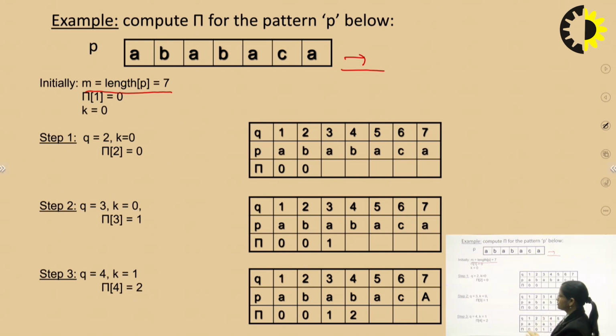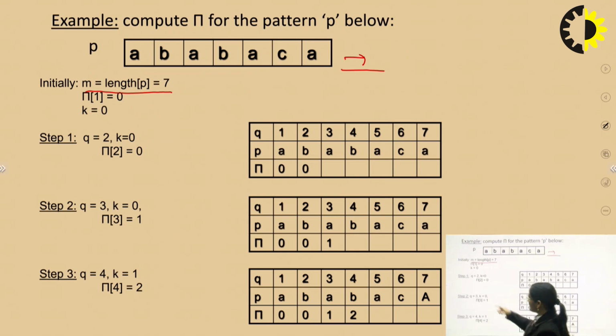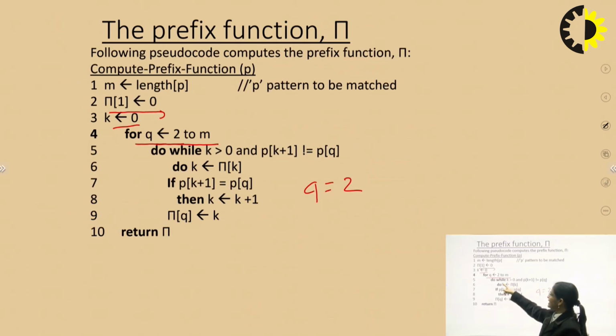Okay, then next step. Here we have to do for q equal to 2 to m. Okay, this is the loop, and in this loop q equal to 2 to m means the initial value of q is 2. Okay, so here we have taken step 1, that is q equal to 2 and k equal to 0, that is its initial value. Okay, then we have to move forward while k is greater than 0. In this case we have seen that k equal to 0. So what we have to do? We have to do while k is greater than 0 and P of k plus 1 is not equal to P of q.